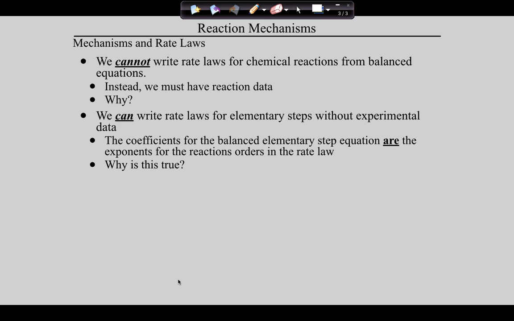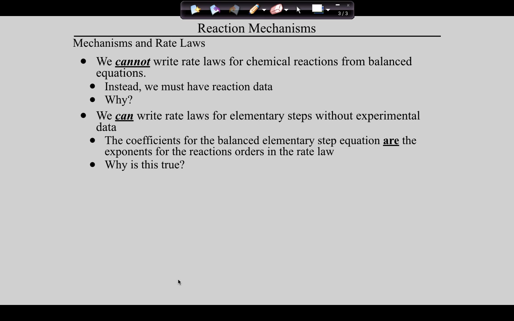All right, let's keep going. Okay, so guys, why? This is, as Mr. Ellingford would say, important. So, guys, you've got to understand this. Why is this true? Why is it that we cannot write rate laws for overall reactions from the balanced equation, but we can for elementary steps? What is it about elementary steps that allows us to write rate laws right from the balanced equations? And, guys, the answer is elementary steps have nothing to hide, right?